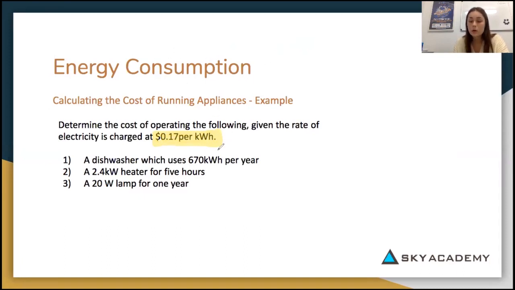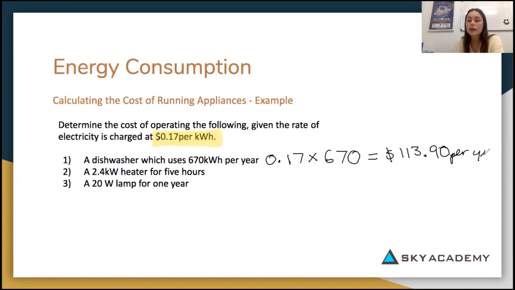Question 1 says a dishwasher which uses 670 kilowatt hours per year. We're already in kilowatt hours, so we don't need to change anything. We just need to find the cost. So we are going to do 0.17 times 670 to figure out the cost when we use 670 kilowatt hours. And that will give us an answer of $113.90 per year.